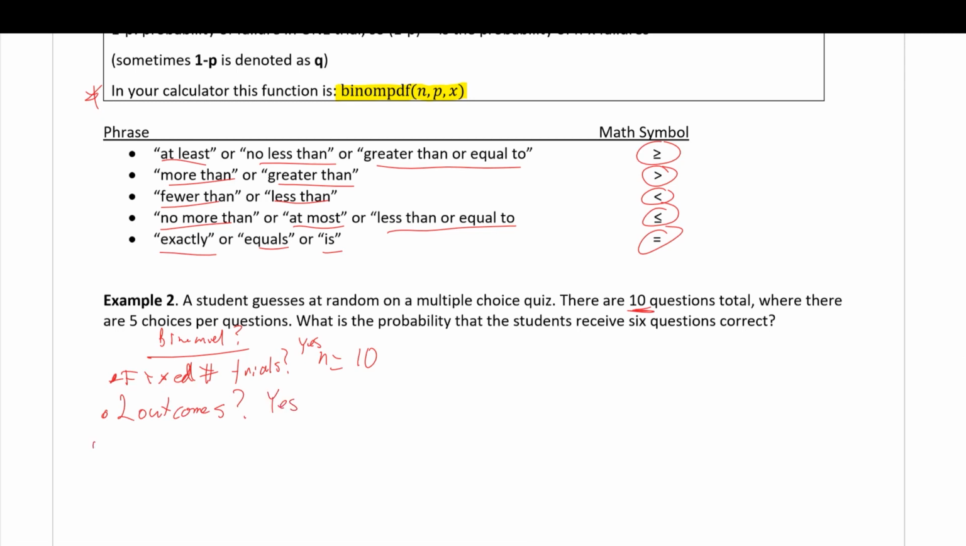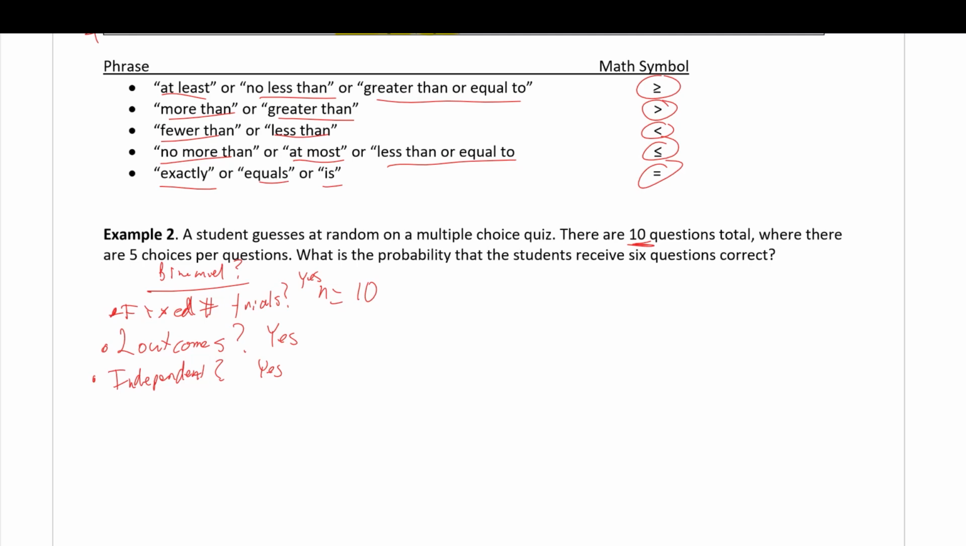Are the trials independent? As long as there's nothing that indicates that they're dependent on each other, we can assume that they're independent. Okay, you don't know if these questions are follow-up questions to a previous question. There's nothing that indicates that, so we can essentially say that they're independent questions. Yes. And then here, this one is actually very sensitive to this last question. All right, is the probability of success the same in each trial?